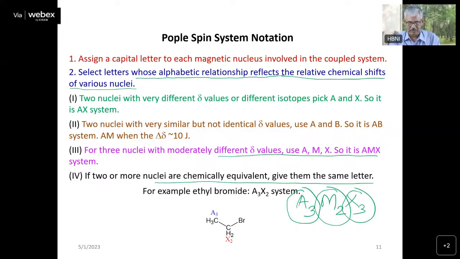Okay, for this you can see in ethyl bromide, these 3 hydrogens we call A3, and this CH2 we call M2, because there is a quite wide chemical shift between these two systems. This CH2 is connected to bromine, and so automatically it comes at around 3.8 ppm, whereas the CH3 comes around 1.1 ppm.